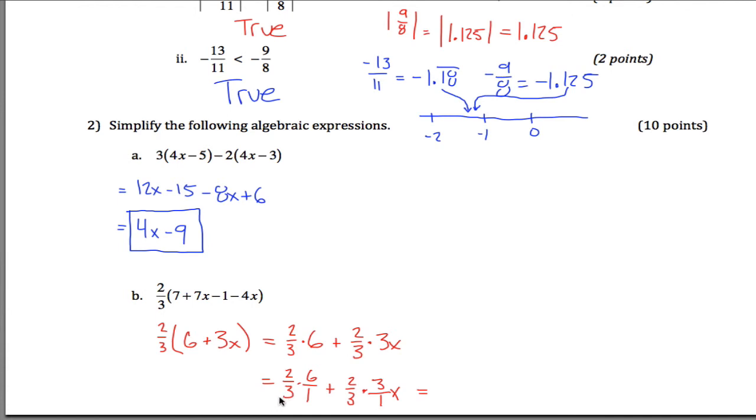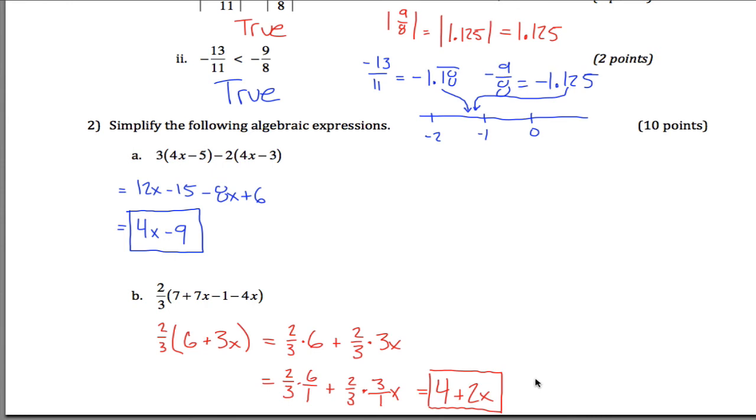And you can think about this 3 and the 3 that makes up this 6 as canceling out. And so what I'm left with is just a 2 up here. In other words, I get 2/3 times 6 is equal to 4. And if I cancel out this 3 and this 3, I'm left with just a 2. I get 4 plus 2x. And again, we can't combine those because they're not like terms, so that's our final answer, 4 plus 2x.